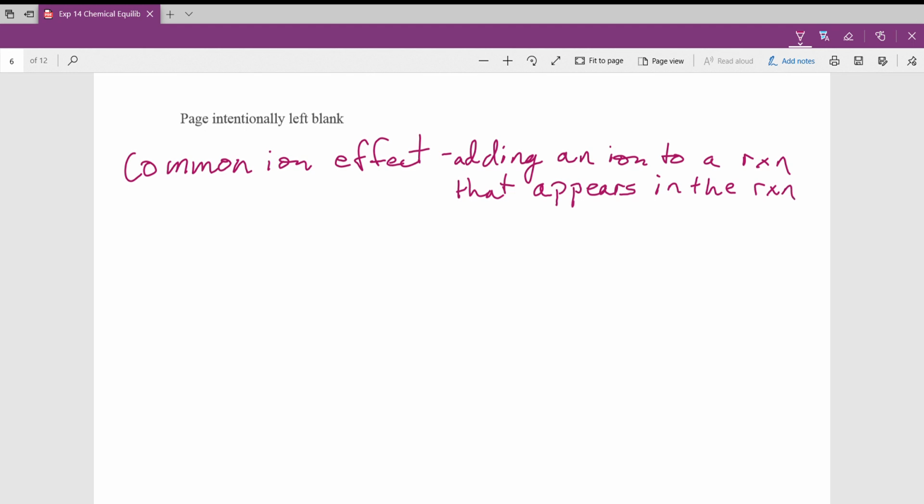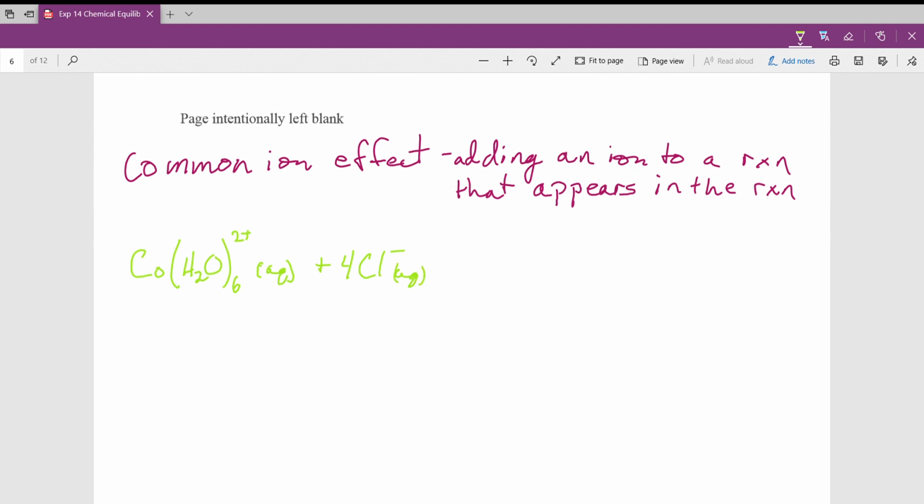Okay, so let me give you an example, and I'm just going to use an example from the lab since that would certainly be easiest. So we have this cobalt complex. We're not going to worry about the chemistry here, it's a bit complex. We're just concerned with the reason we use this reaction is because it's colored.